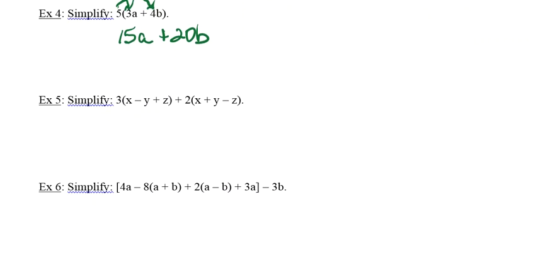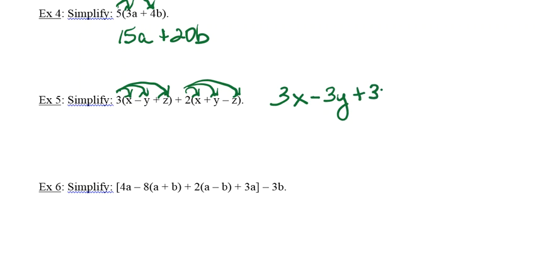Example 5 is done similarly. I'm just doing the distributive property twice. So 3 times everybody in this group, 2 times everybody in this group. So I have 3x minus 3y. 3 times z is plus 3z.